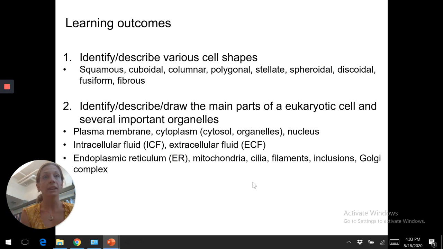Here are the 2 learning outcomes. Identify and describe the various cell shapes. That was the second one we did. Got the list there. And then identify, describe, and draw the main parts of a eukaryotic cell. And I'm realizing I didn't actually talk about all of these here, so I'm going to go back and do that quickly now.